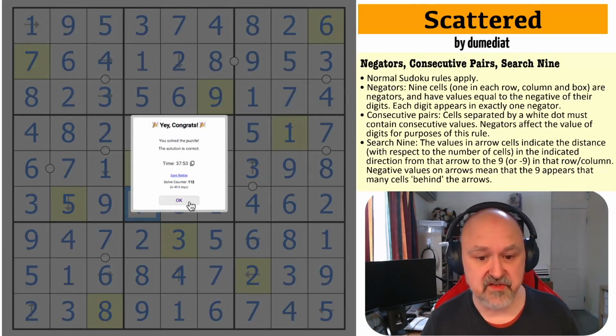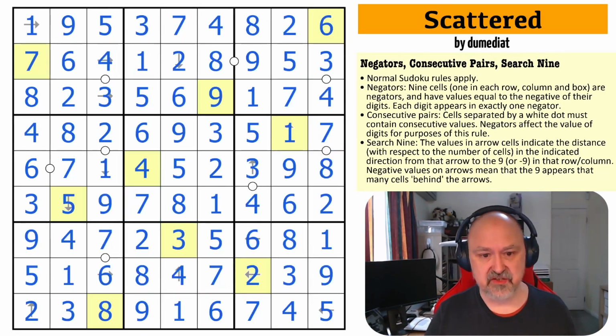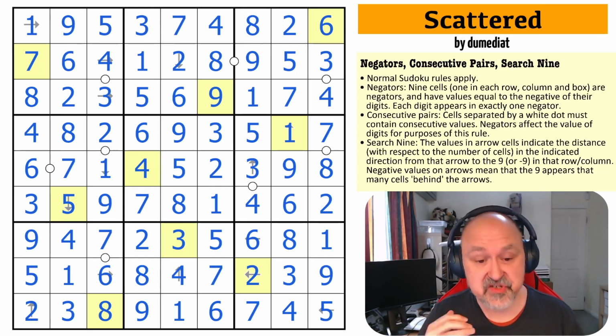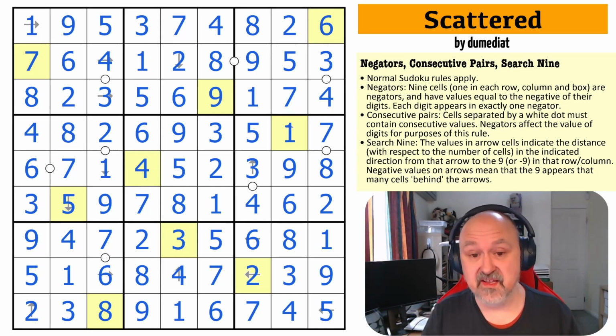It's had 112 solves in the last 45 and a half days. But that is Scattered by dumediat. Search 9, really cool. Negators, something I've not really used before, and consecutive pairs. I'm fairly familiar with those, but used in a way that I really had to think about in a new way. That was a great puzzle. Thank you very much, dumediat. I really enjoyed that one.